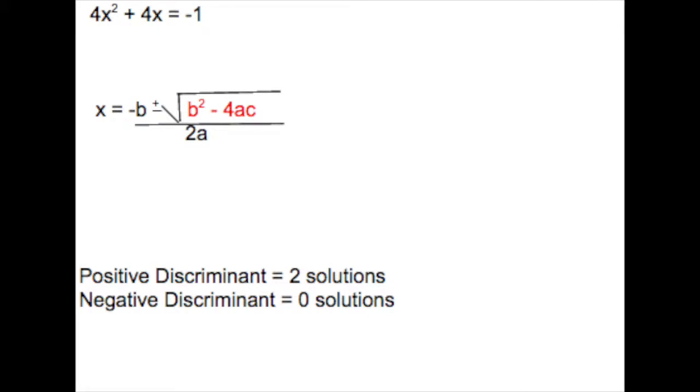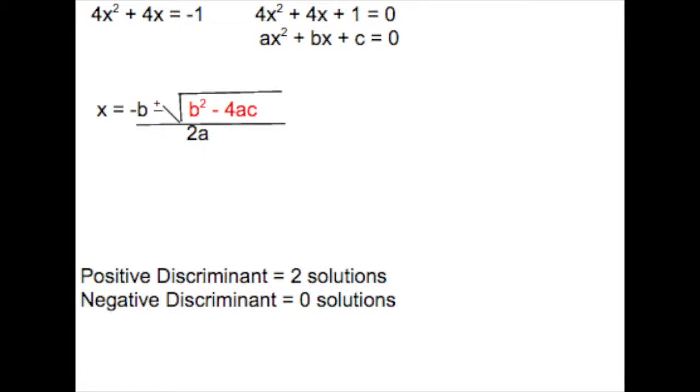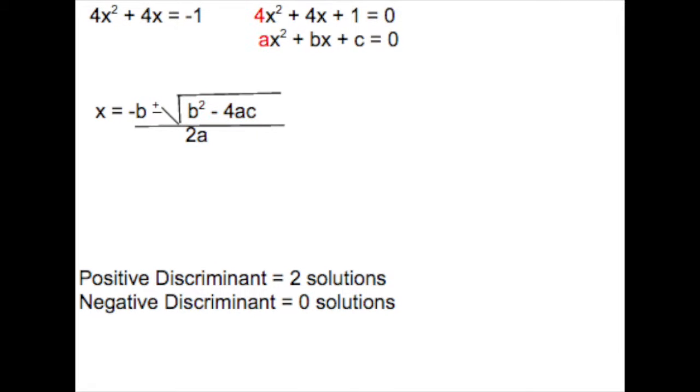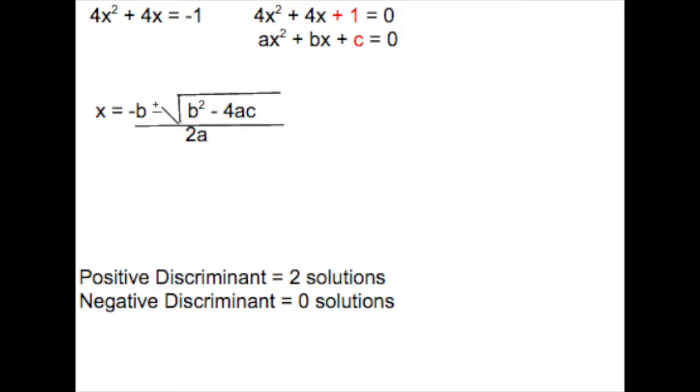Let's try a third example. 4x squared plus 4x equals negative 1. It's important right off the bat to observe that this is not in standard form. To put it in standard form, we would have to add 1 to both sides, resulting in our equation 4x squared plus 4x plus 1 equals 0. Now we are in standard form. Ax squared plus bx plus c equals 0, where a is 4, b is positive 4, and c is 1.